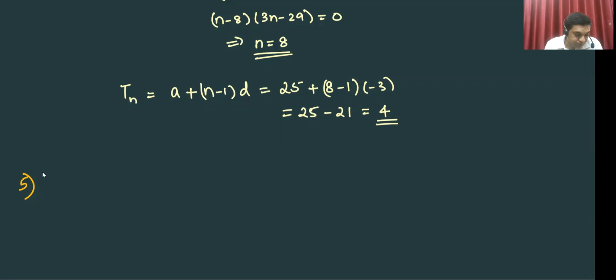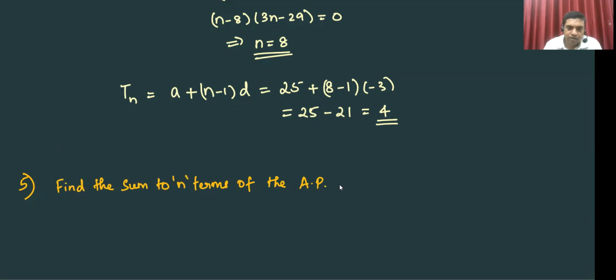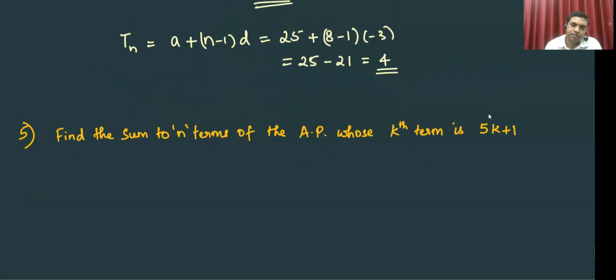Now find the sum to n terms of the AP whose kth term is 5k plus 1. Did you do this? No, sir. Now there are two methods to do this. I will show the first method.